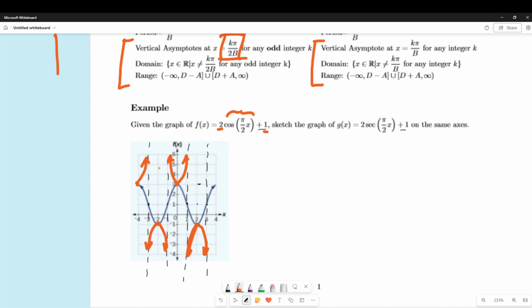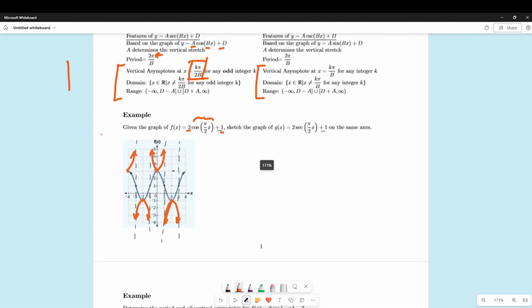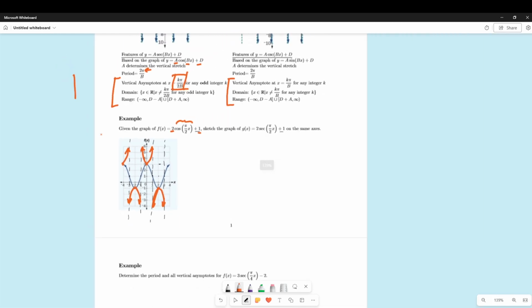So, I often say secant and cosecant, they're not that hard to graph because we don't graph them, really. We do, we just did. But we graph sine and cosine and then just make the asymptotes and flip them. And then you've got your graph for secant.